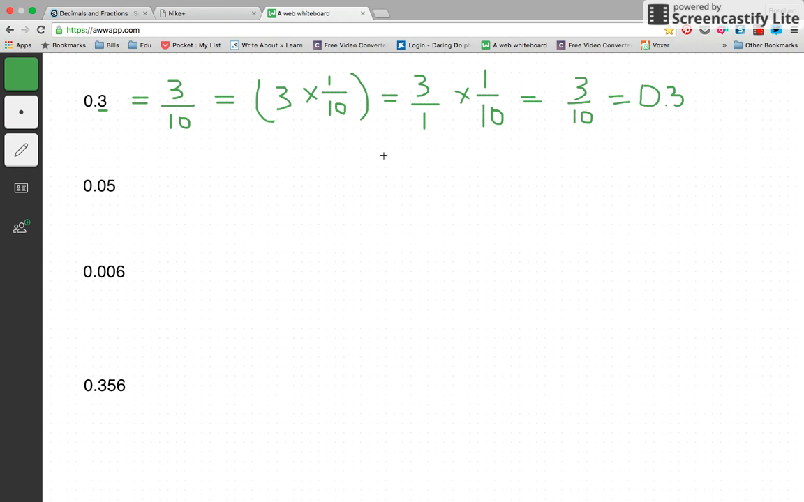So do you see how they're all related? You can work through it backwards and come back to where we started. Let's move on to the next one.